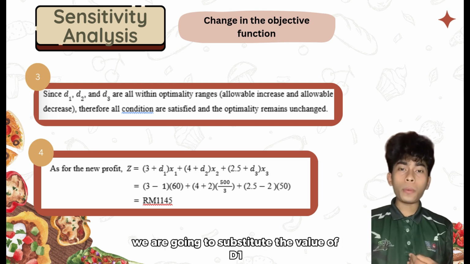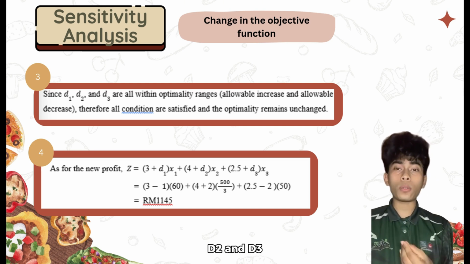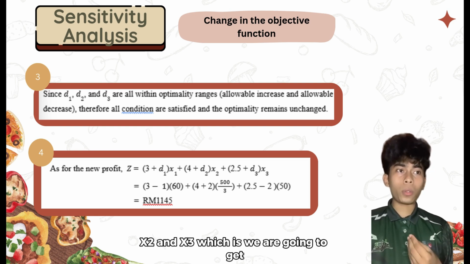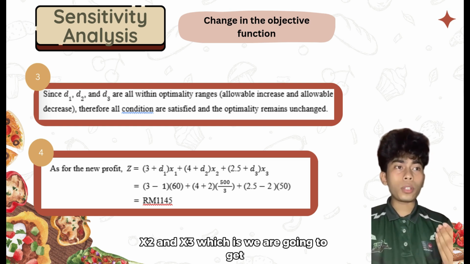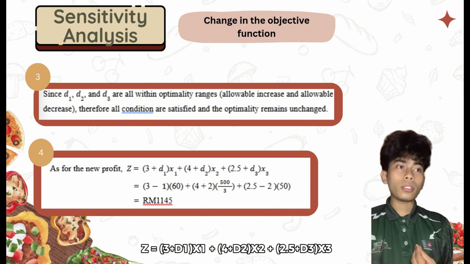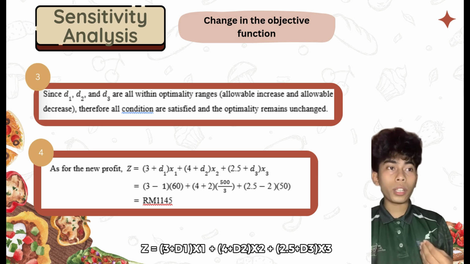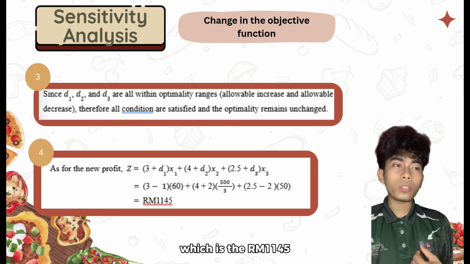So for the new profit, we are going to substitute the values of D1, D2 and D3, and also the values of S1, S2 and S3, so we get z equals 3 plus D1 times S1, plus 4 plus D2 times S2, plus 2.5 plus D3 times S3, which gives a total value of 1,195.